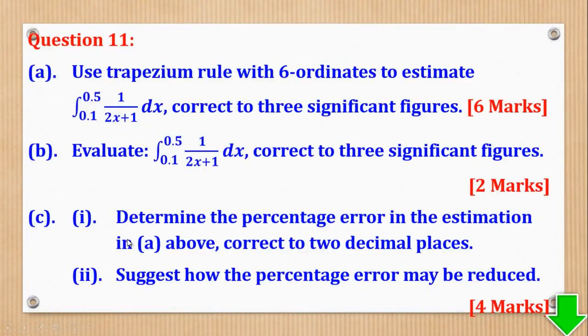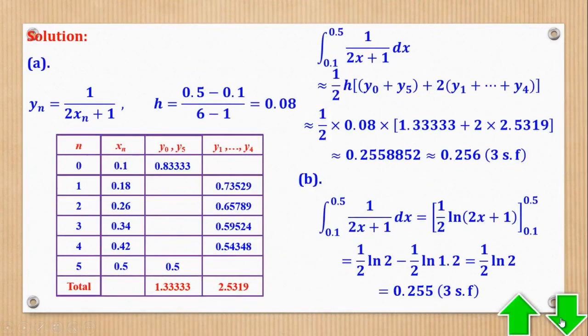What about part C? Part C, Roman 1 said, determine the percentage error in the estimation in A above correct to 2 decimal places, and suggest how the percentage error may be reduced. So the good thing is, we have the approximate value. The one got by trapezium rule is approximate, and the one got by calculus is the exact.